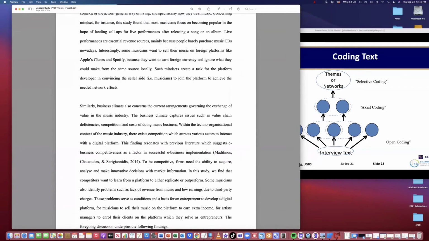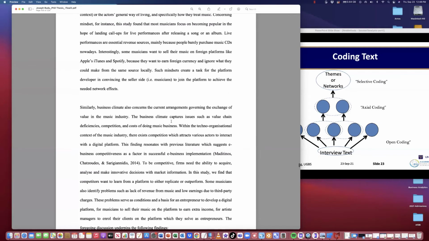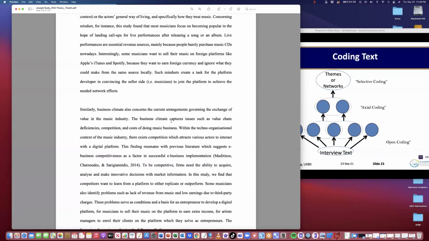So let's read here. The business climate also concerns the current arrangements covering the exchange of music of value in the music industry. The business climate captures issues such as value chain deficiencies, competition, and cost of doing music business. Within the techno-organizational context of the music industry, that means the music industry is full of organizations and technology at the same time. There is this competition which attracts various actors to interact with their platform, the digital platform. The finding resonates with previous literature, that is memoing, which suggests e-business competitiveness as a factor in successful e-business implementation. So competitive, now he goes on to explain his point.